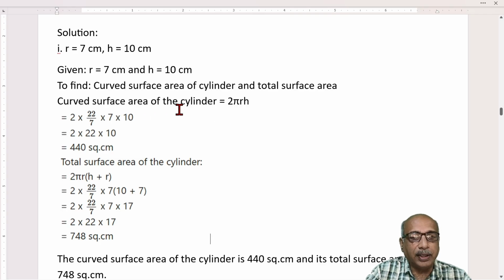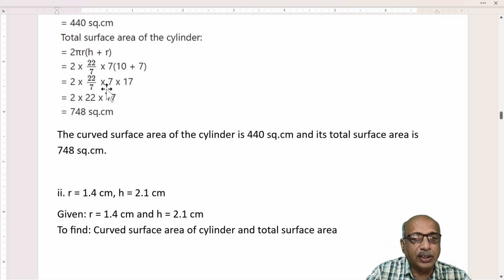So curved surface area of the cylinder equals 2 pi r h. Substitute the values: 2 into 22 by 7 into 7 into 10. Now here you see 7 gets cancelled. What is left is 2 into 22 into 10. So simple calculation, 440 square centimeter.